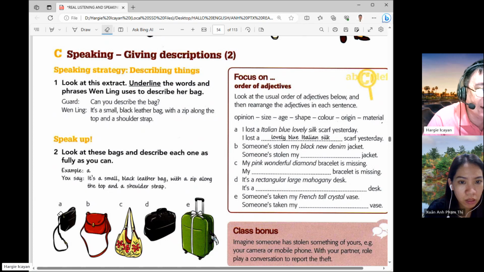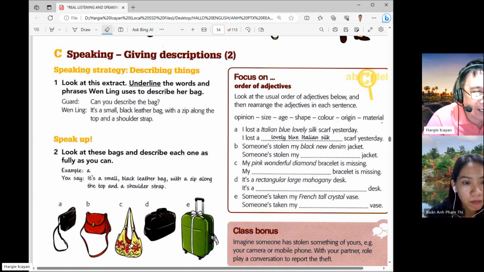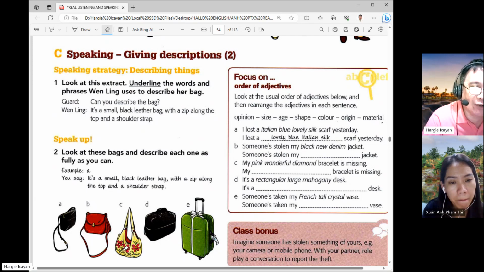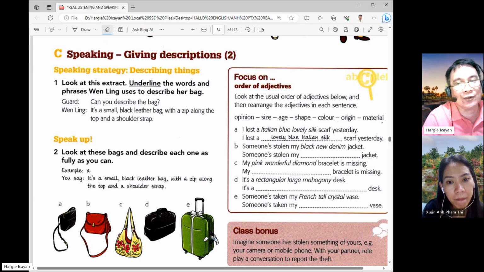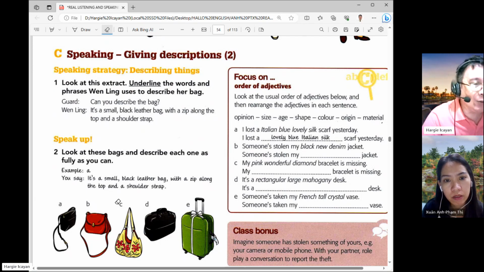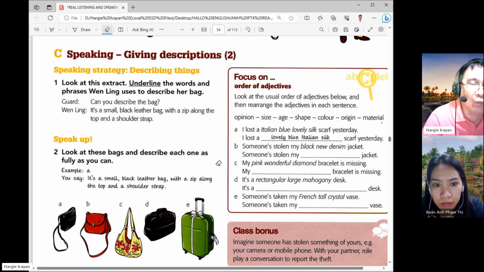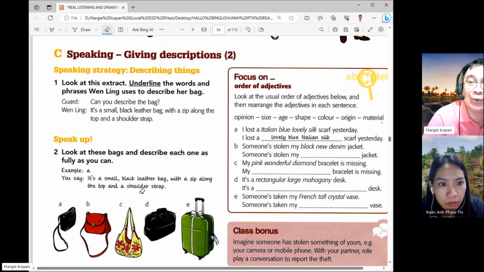As you can see in here, it has a shoulder strap and then the zipper, the zip along the top. It's small and it's black and it's leather. In here, this is also leather, but of course this one is not black. This is not leather. This one is not either. Okay, now look at these bags and describe each one as fully as you can.